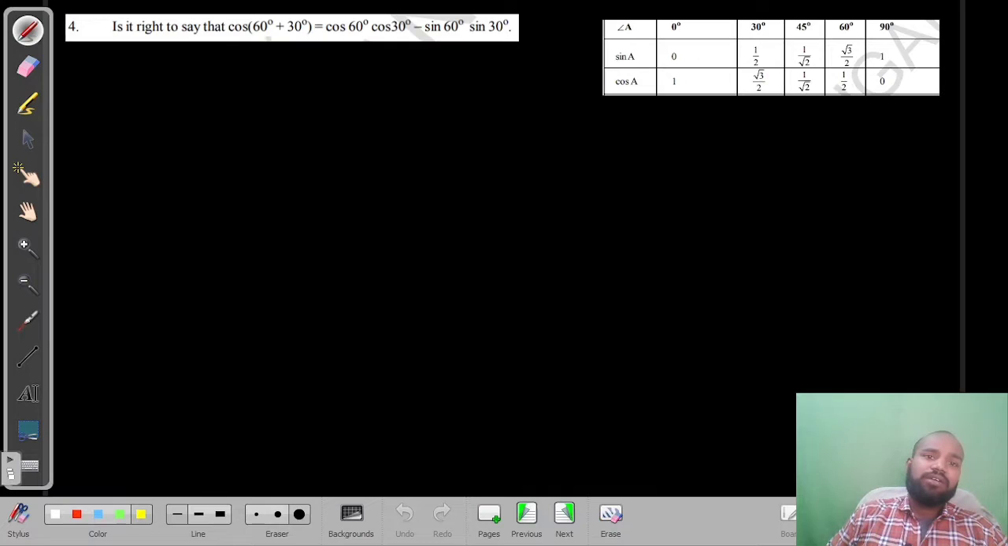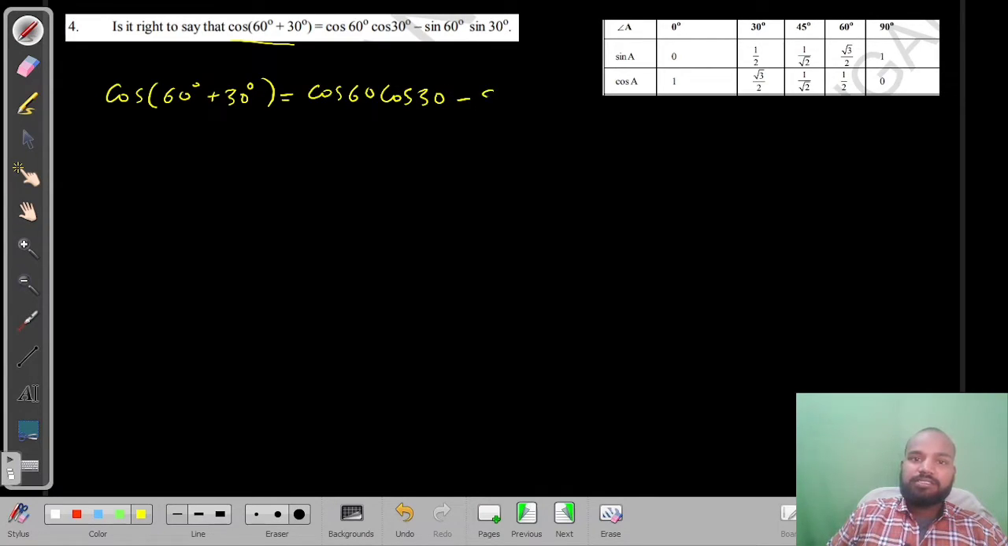First we are evaluating this one. So that is cos 60 degrees plus 30 degrees. Okay. So what is given, actually I am writing cos 60 cos 30 minus sin 60 sin 30. Okay, so this is given. This is our LHS side, this is our RHS side. You are clear with this, right? So now our solution starts from here.